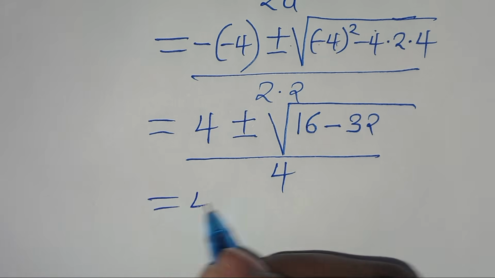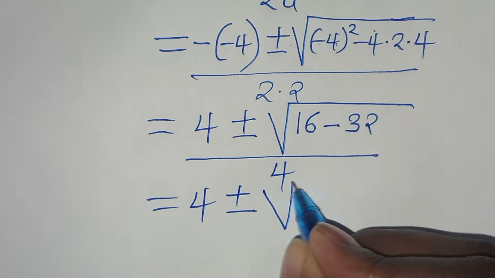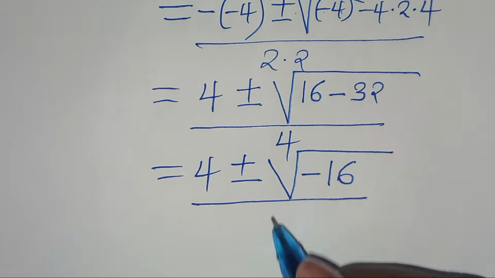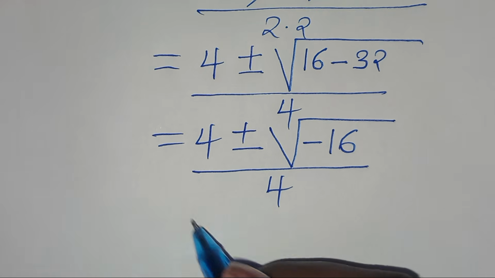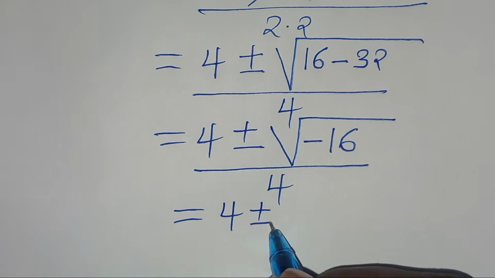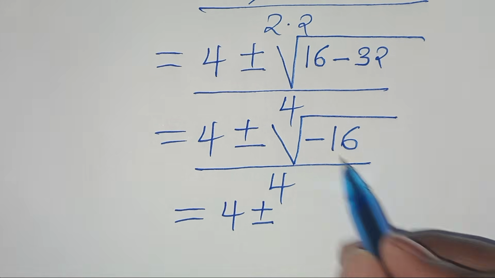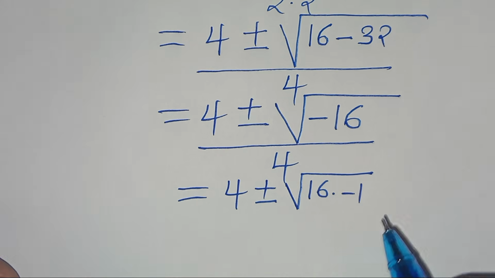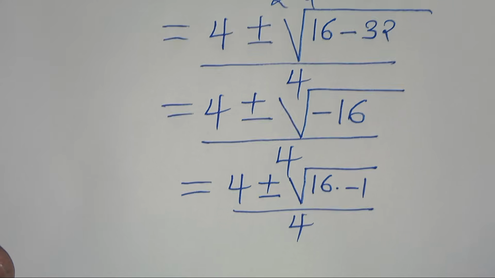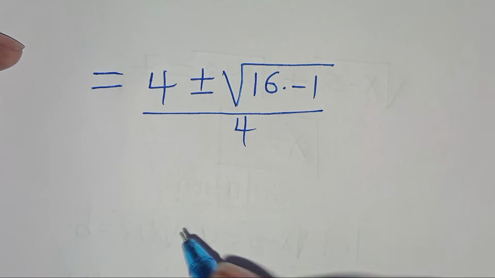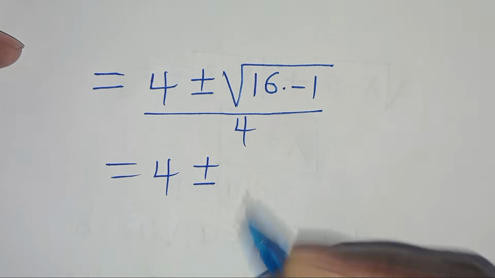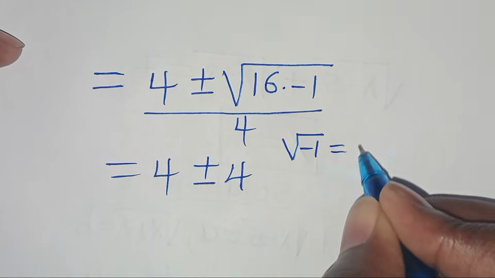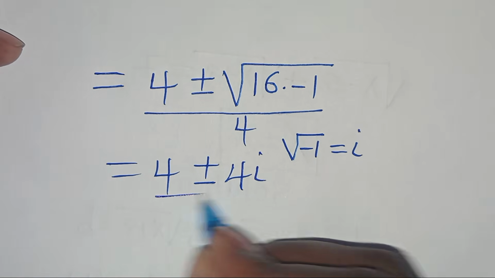Now the next step is we have 4 plus or minus the square root of 16 minus 32, this is negative 16, divided by 4. We can express the square root of negative 16 as the square root of 16 multiplied by negative 1. Now this implies that we have 4 plus or minus the square root of 16, this is 4, then the square root of negative 1 is i. So we have 4i divided by 4.